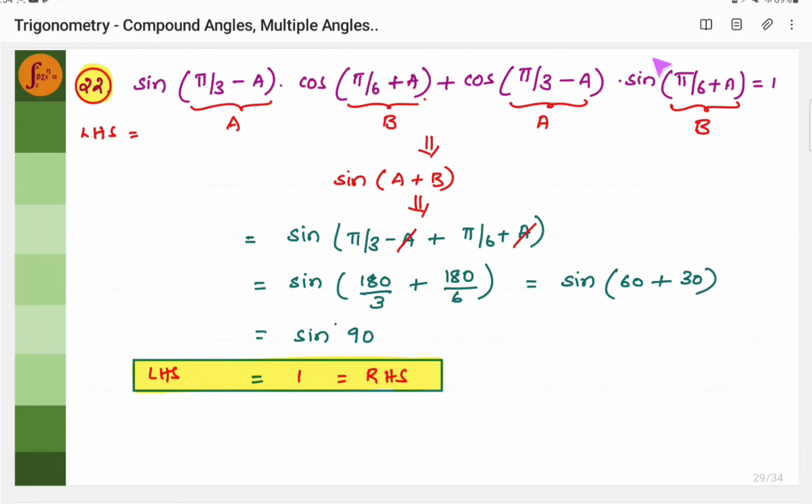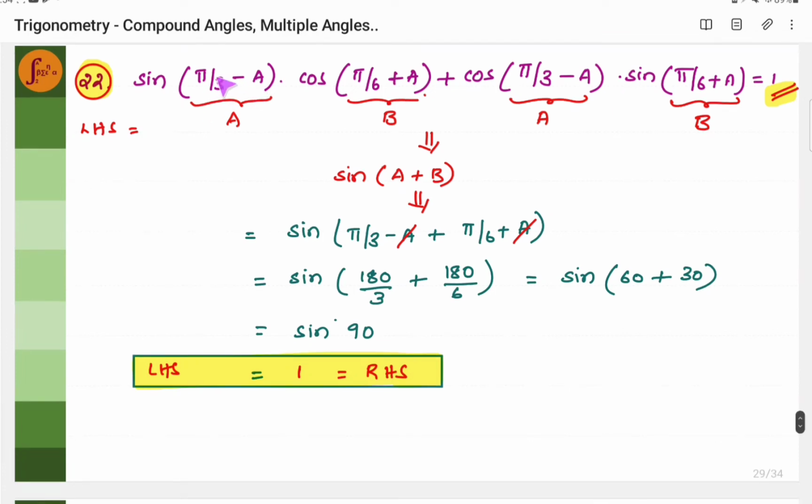So let's go to 22nd sum, where we have to prove this entire expression is equal to 1. So this is very, very simple. Just look at the statement once. If you look at it, you have pi by 3 minus A here, pi by 3 minus A here, and then you have pi by 6 plus A. So basically, this is like sin A cos B and cos A sin B. It's of this particular form, right? You have sin cos, cos sin. So this will be the sin formula.